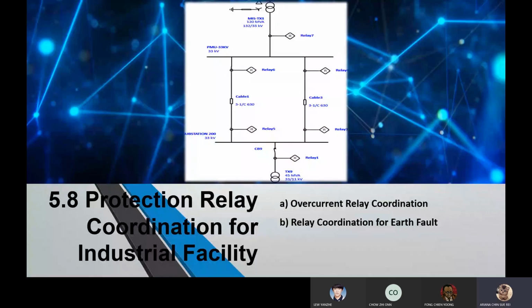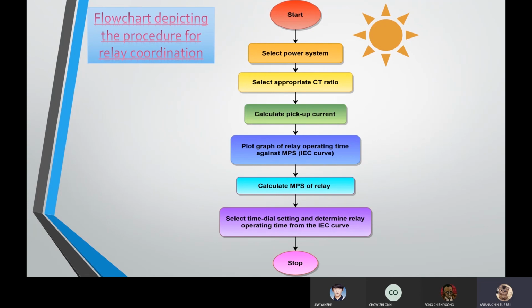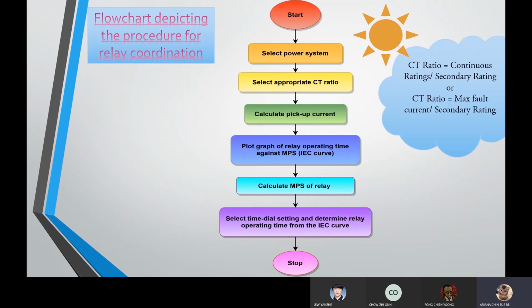Next, in 5.8, we will talk about the protection relay coordination for the industrial facility. In this case, there are two subsections, which are overcurrent relay coordination and relay coordination for earth fault. To summarize, there are a few steps in this flow chart to determine the relay coordination. Firstly, we have to analyze the type of power system. Next, we have to determine the current transformer ratio. Third, we have to find the pickup current.